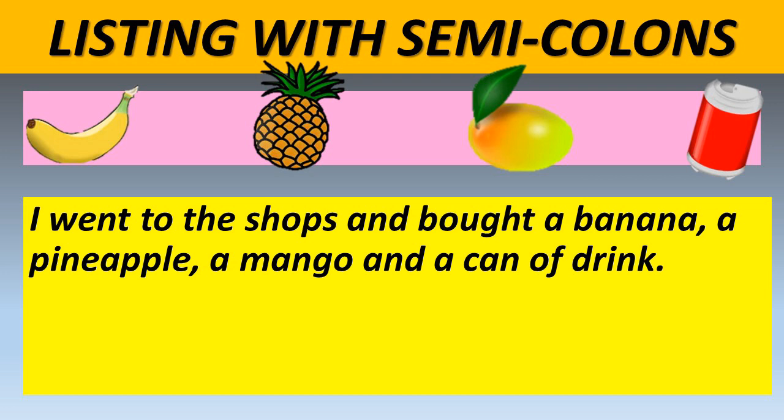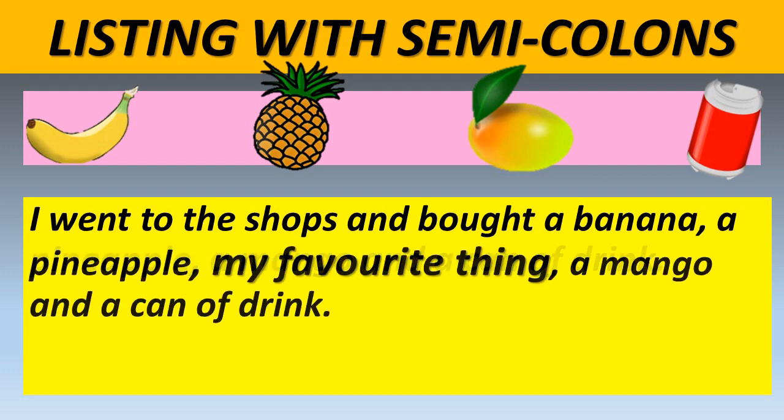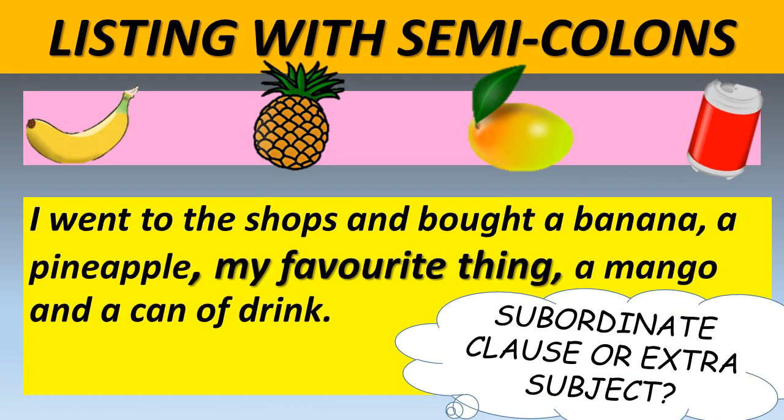Now let's see what happens if we add a little bit of extra information about one of those items. So now we've got a pineapple, my favourite thing, a mango, and a can of drink. So we've added extra information to explain a little bit more about our relationship with the pineapple. Now the problem with that is it's hard for us to look at that and tell whether or not it's an extra subject or a subordinate clause. So that could be someone buying their favourite thing. Because of the way that sentence is constructed using commas, it looks like that could be another item in the list. So there is a way to fix that.